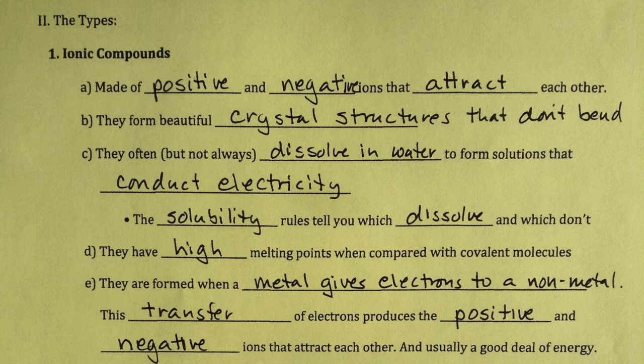They're formed when a metal gives electrons to a nonmetal, and we've seen that those reactions can release a lot of energy. And this transfer of electrons produces the positive and negative ions that attract each other. And like it says, usually a good deal of energy.